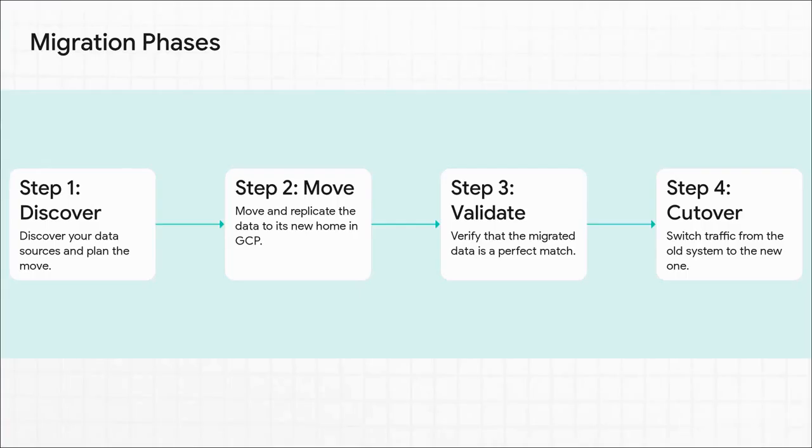Any successful migration really follows 4 clear phases. First, you discover and plan, so you know exactly what you're up against and there are no nasty surprises. Second, you move and replicate the data over to GCP. Third, and this is a big one, you validate to make sure everything arrived perfectly. And finally, you do the cutover, which is when you flip the switch and send all your traffic to the new system.